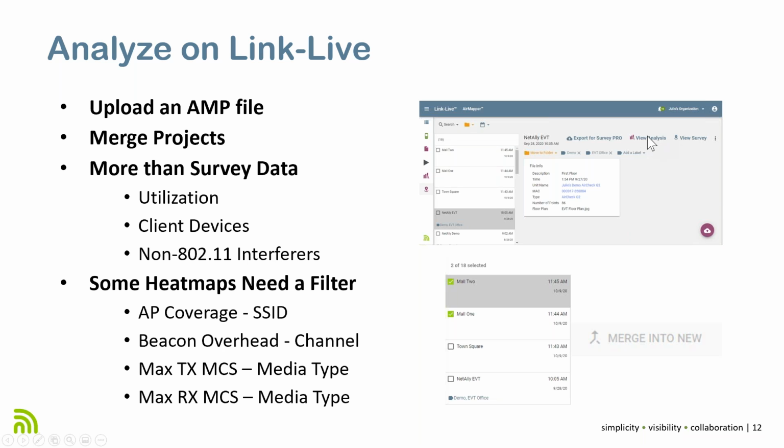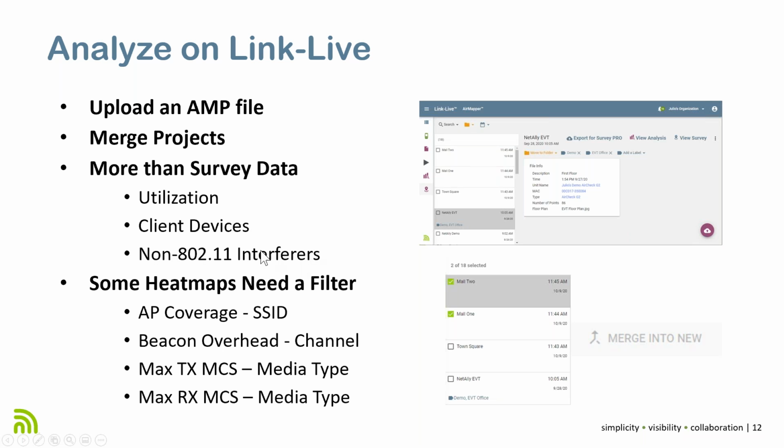Basically, if you go to View Analysis, what will happen is that you'll have access to utilization information. You'll have visibility into all the client devices. So it's not only the APs, you can also see all the clients and what networks they're connected to, or what type of security they are using, what type of data rates, and so on. So all the information for client devices will also be available as part of the AirMapper project.